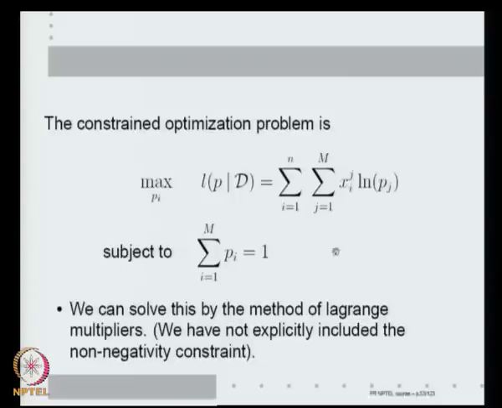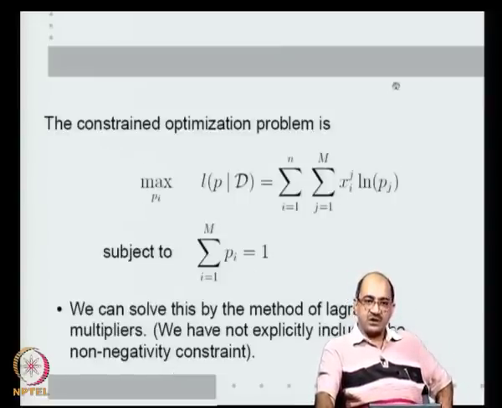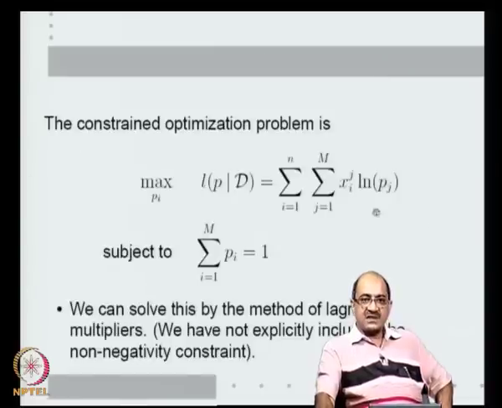So, what we can do is incorporate only this constraint and find the maximum. If that also satisfies non-negativity, we are done. Even if we included the non-negativity constraint, we would still have got the same solution. So, let us only put the summation of p_i equal to 1 constraint and solve it, and then we will verify that what we get also satisfies the non-negativity constraint.